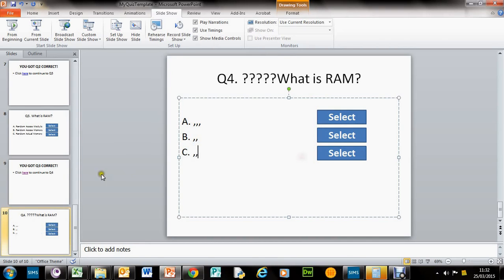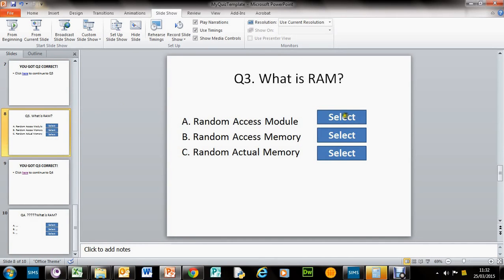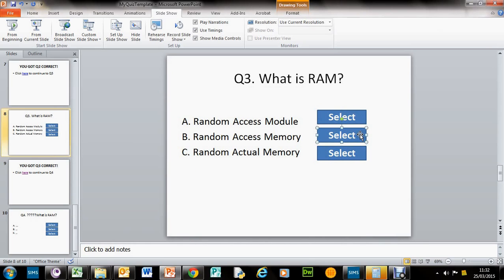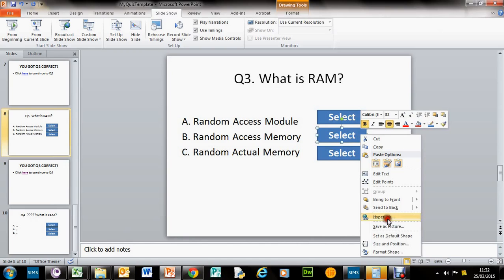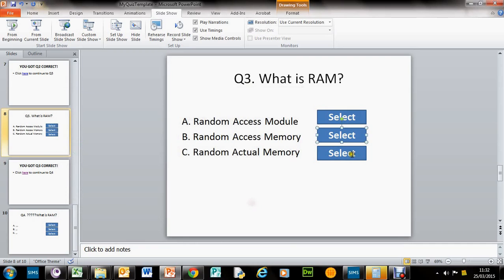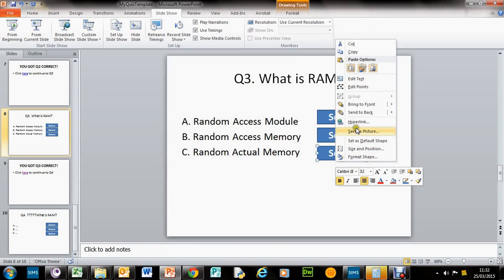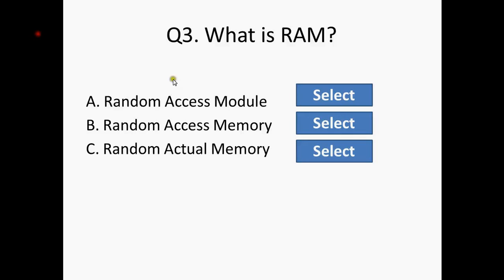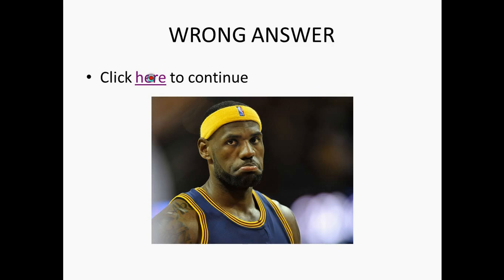Have we put the hyperlinks in for here? No, so that is the wrong one, isn't it? Remember, that's wrong. That is correct, so that one's going to go hyperlink. That's question 3, you got question 3 correct. This one here is wrong, so wrong answer. There we go. Test it. Oh, wrong answer. There we go.